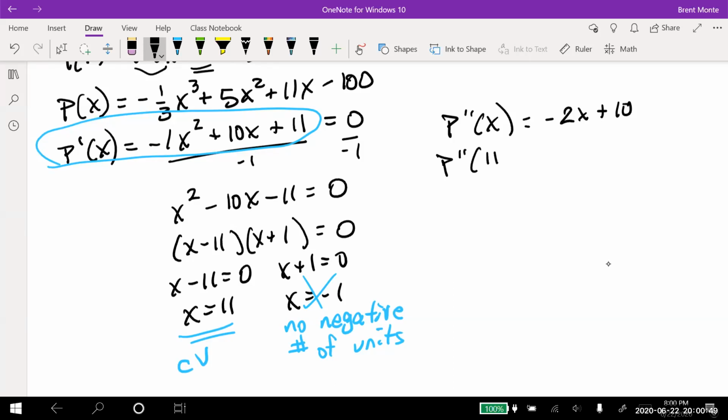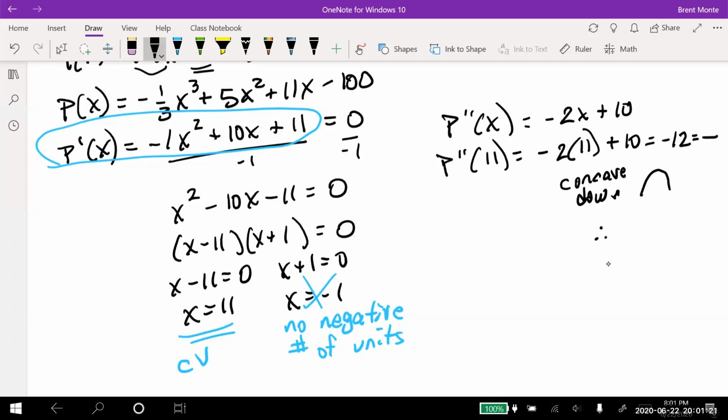That's where I plug in my 11. P double prime of 11 is -2 times 11 plus 10, -22 plus 10. Now it's -12, but I don't care about the number. I just care that it's negative. Because remember, if the second derivative is negative, it means the graph's concave down. So the graph's concave down at 11, since that's a critical value, that must be a maximum. So therefore, the three dots in the triangle mean therefore, we do have a maximum at 11. So we've proven that the maximum happens at 11.